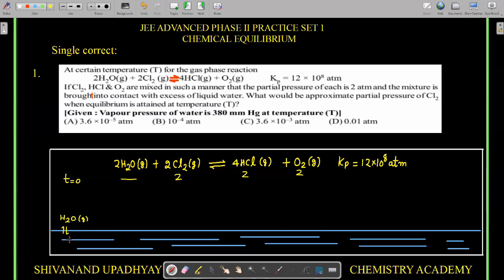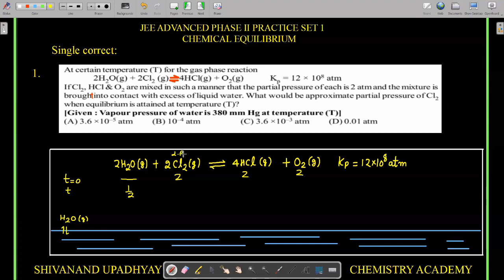So there are two equilibria in the system. One is liquid water converting into H2O gas, and the other is this H2O gas participating now in this reaction. So when we introduce water, we can take another time t. At this time, water is present in excess amount, and the vapor pressure of water due to aqueous tension at temperature T, they have given 380 mm of mercury, which is equal to half atm. But the point is, water is not the limiting reagent. The limiting reagent would be Cl2 gas. So we can write here that this is the limiting reagent.